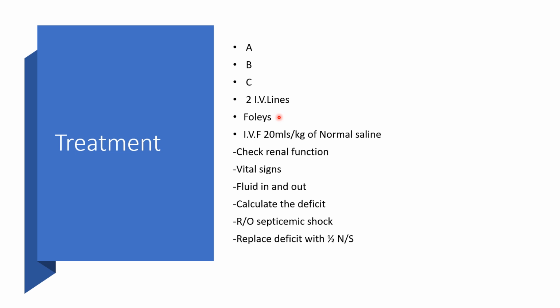Foley's catheter for bladder catheterization. IV fluid at 20 ml per kilogram of normal saline. We have to check for the renal function. Vital signs machine should be hooked up. Fluid in and out should be monitored. We have to calculate the deficit.